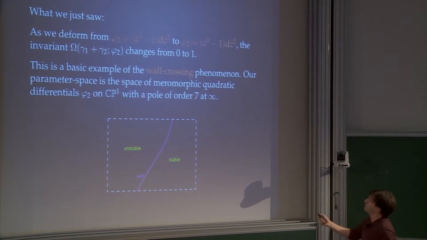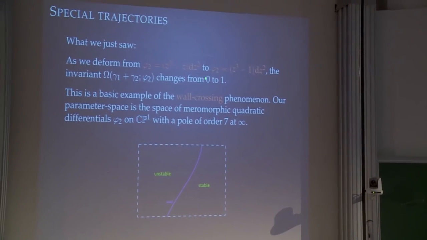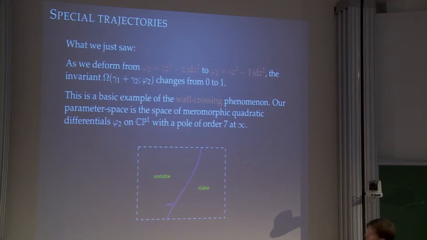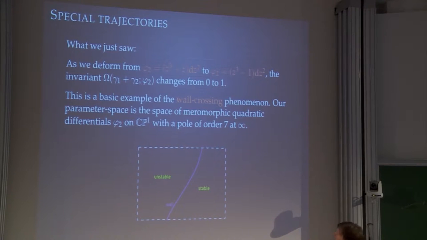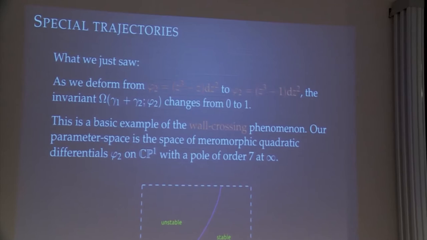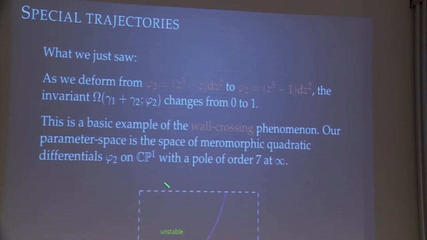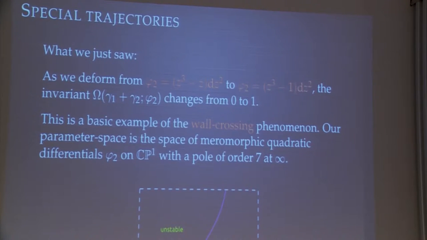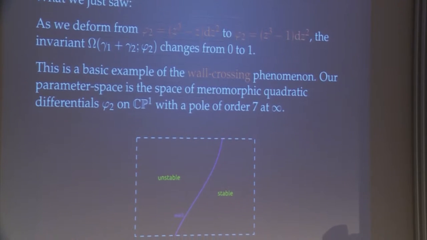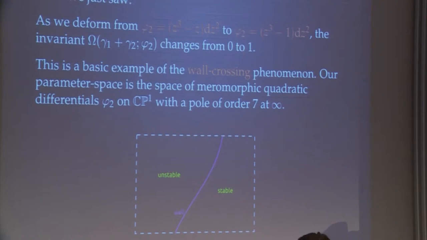So what did we just see? As we deform the quadratic differential from this one into this one, the invariant changed from 0 to 1. And so this is the most basic example of this wall crossing phenomenon. So what is our parameter space? It's a space of meromorphic quadratic differentials with some fixed singular behavior. And on one side we had this saddle connection, on the other side we don't have it.